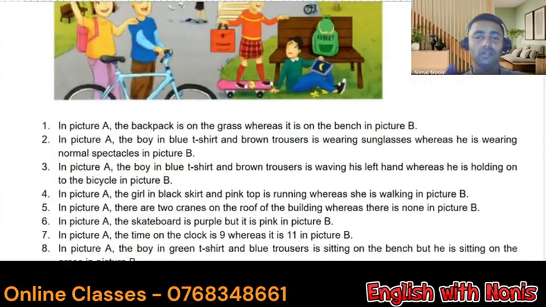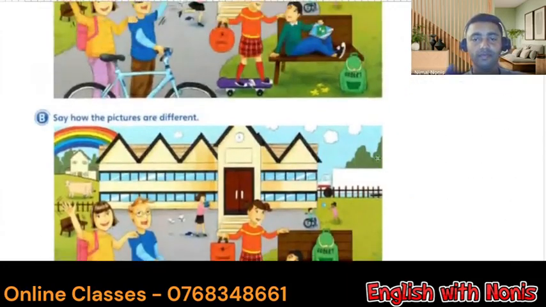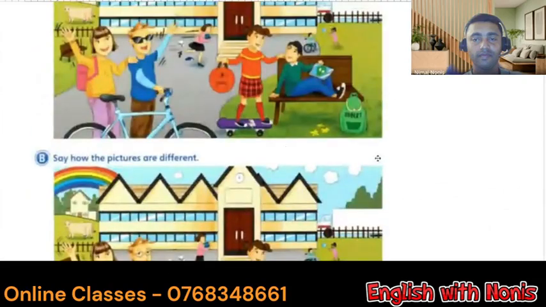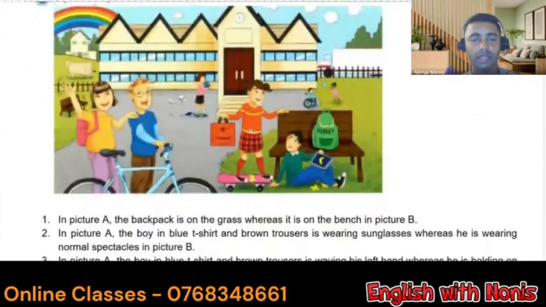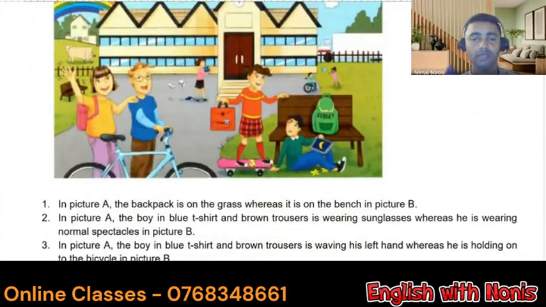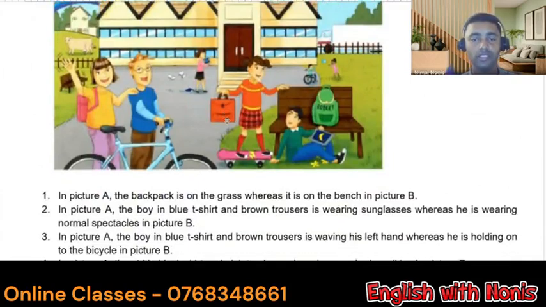One more difference is also there. What's the difference? Okay, we can write. So the girl who is on the skateboard, she is carrying a circle shaped bag, but in picture B, it's a square shaped bag, no?